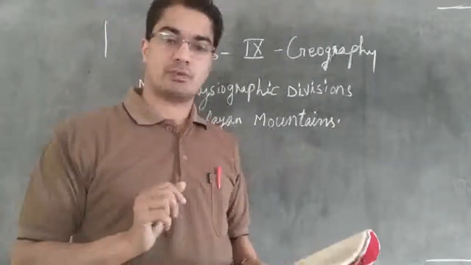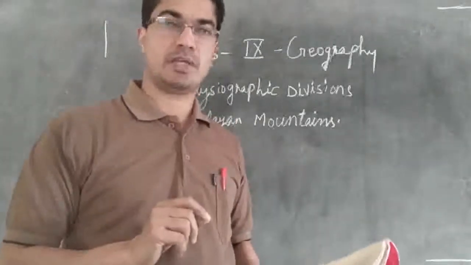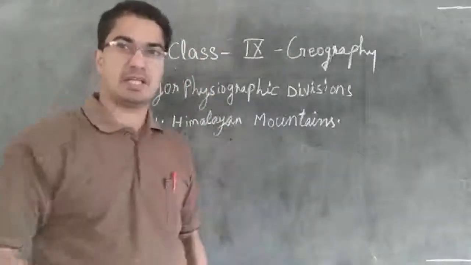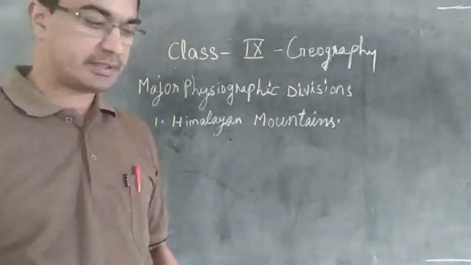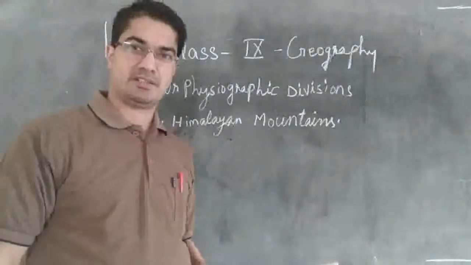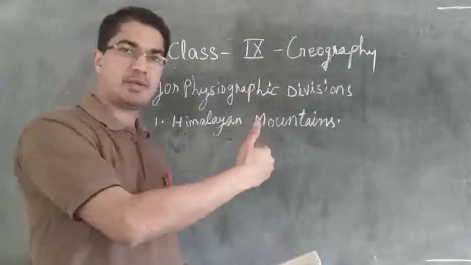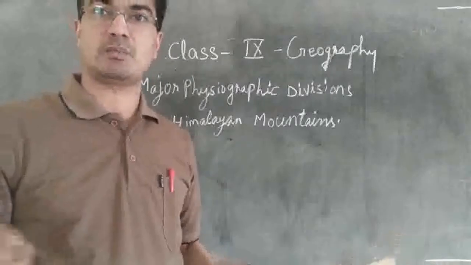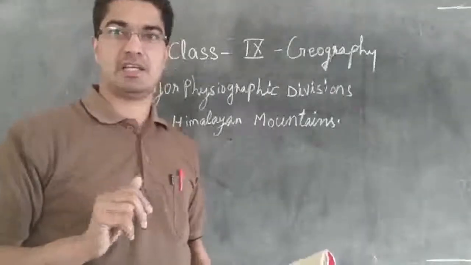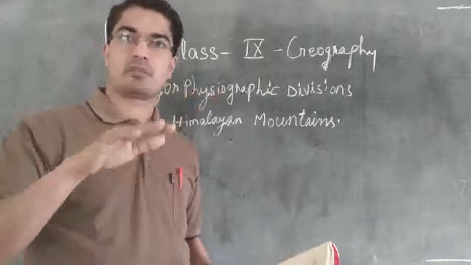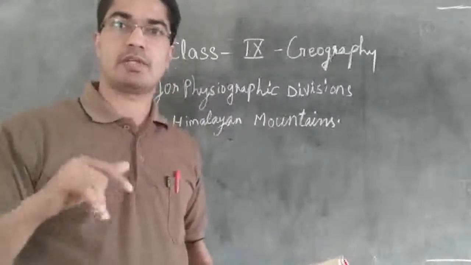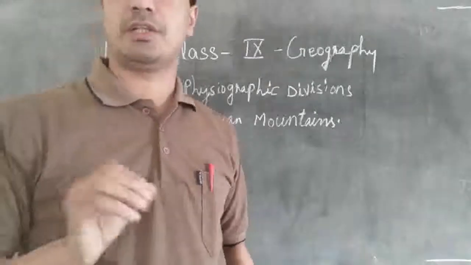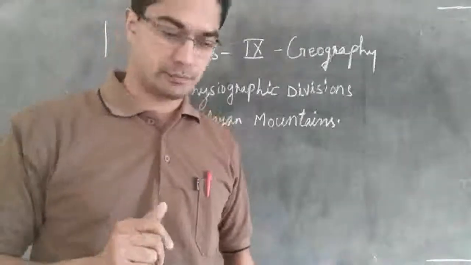And the first one and the most important one, we can say, the Himalayan mountains. And the second one is the northern plains. Attached to the Himalayan mountains, in the north, we have a very large plain area, a very fertile area, which is every year fed by the rivers and filled with alluvial soil. The alluvial soil is very good for cultivation and for crops.